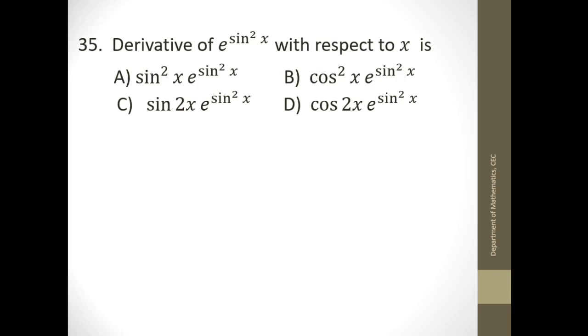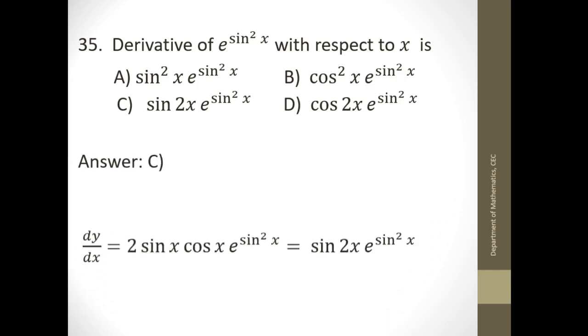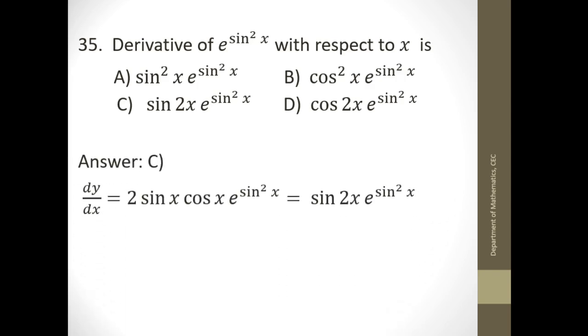Derivative of e power sin square x. So, e power x derivative is e power x. E power sin square x derivative is e power sin square x into derivative of sin square x. That is 2 sin x into derivative of sin x, that is cos x. 2 sin x cos x is sin 2x. Therefore, answer is C.